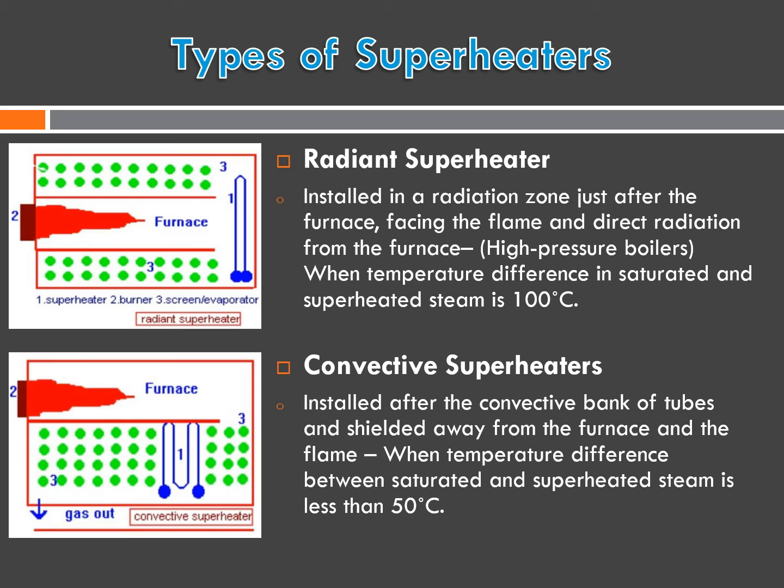However, convective superheaters are installed after the convective bank of tubes, as you can see from the diagram, and shielded away from the furnace and the flame. It is used when the temperature difference between saturated and superheated steam is less than 50 degrees Celsius.